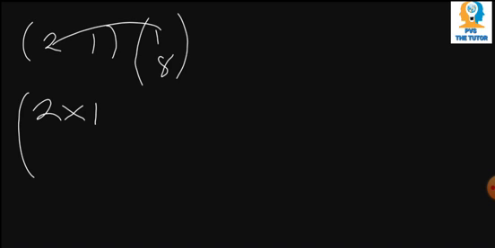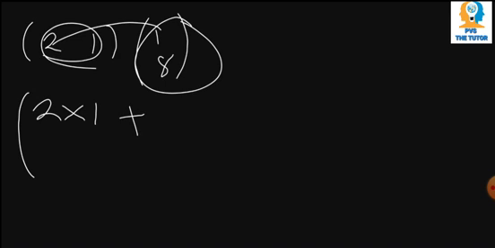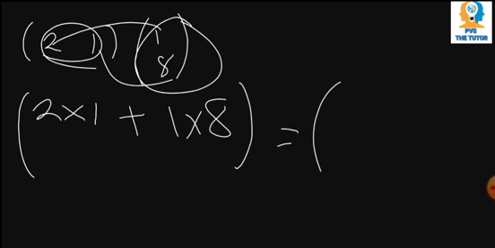Since the same row is multiplying the same columns, we add, then 1 times 8. So that will give us 2 plus 8, that will be 10.